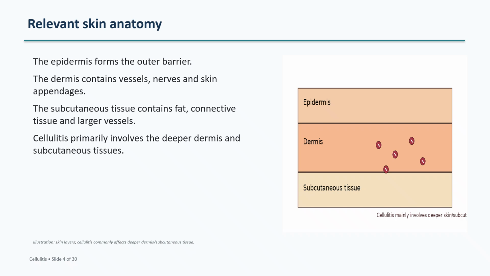The epidermis forms the outer barrier of our body or skin, and the dermis contains vessels, nerves, and skin appendages. Then the subcutaneous tissue contains fat, connective tissue, and larger vessels. Subcutaneous tissue will have fat, connective tissue, which means blood also, and larger blood vessels.